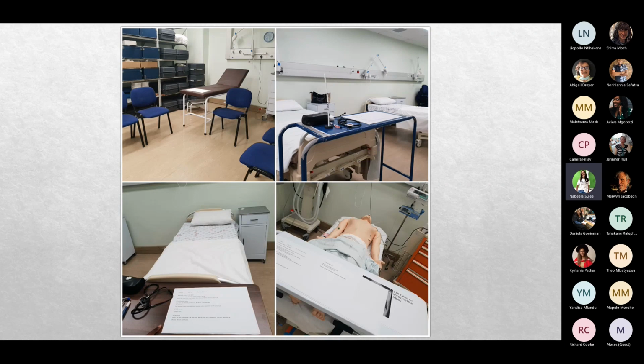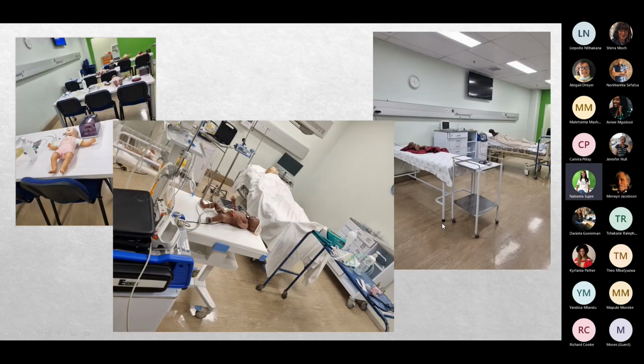Now, SIMMAN also has a feature that allows you to put up ECGs and X-rays on the computer when the student requests it. So we can upload results for you, and when the student requests it, we'll put it up.